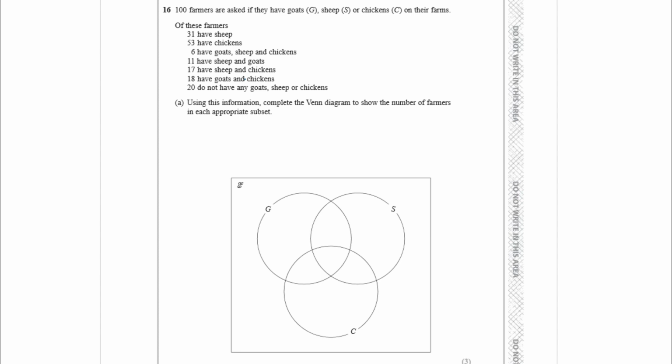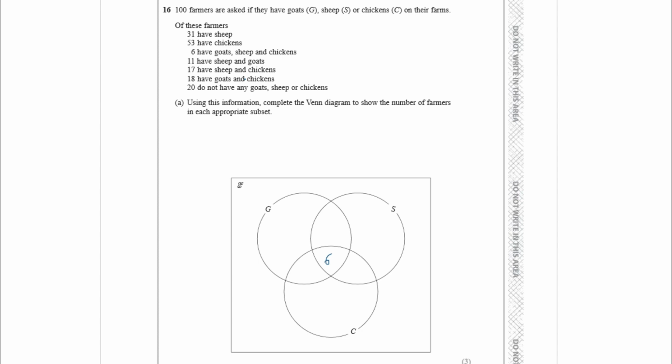Okay, so the best thing to do is to start from the absolute middle, which we don't have. But maybe we can start with 31 have sheep, which is S, 53 have chickens. We can't write any of that down for now. 6 have goats, sheep, and chickens. Oh, we do know. Okay, 6 have goats, sheep, and chickens. That's the intersection in the middle, so that's great. We can put that down.